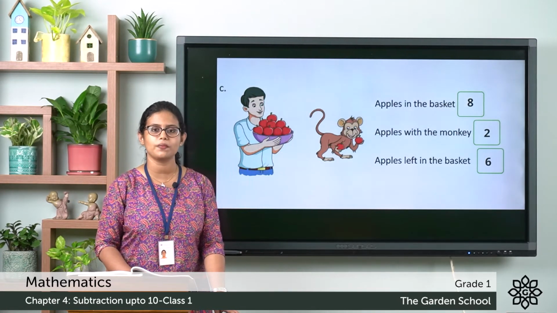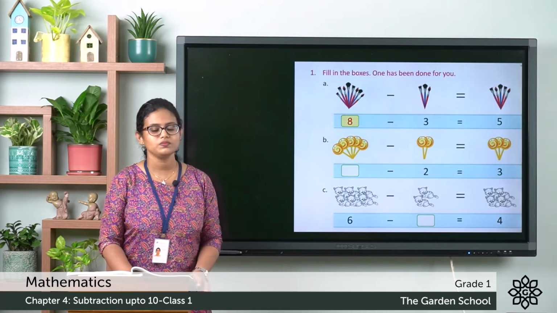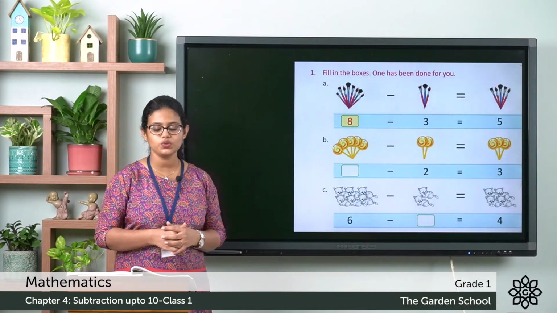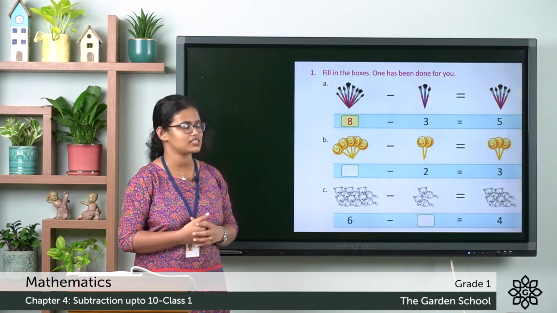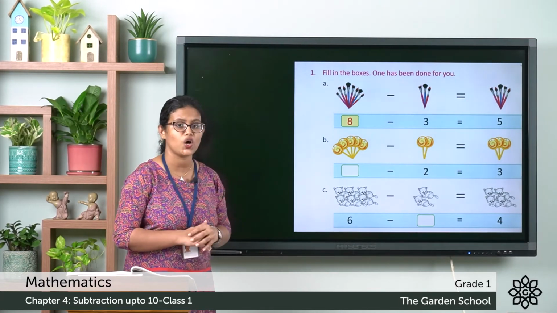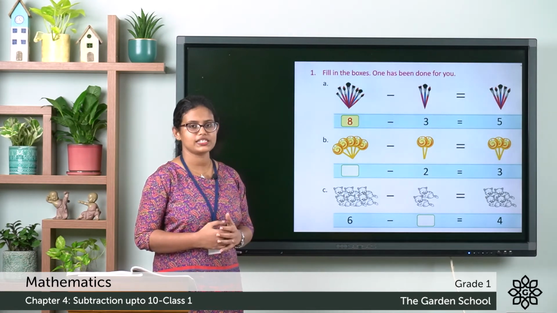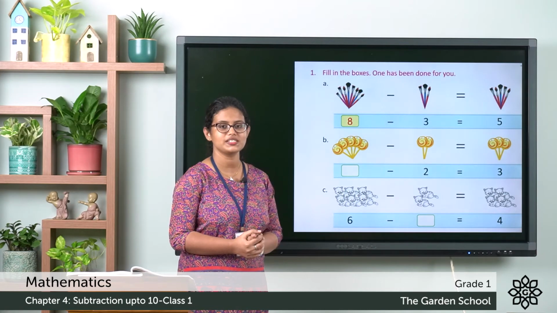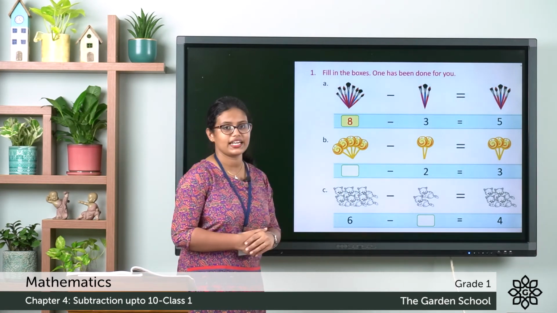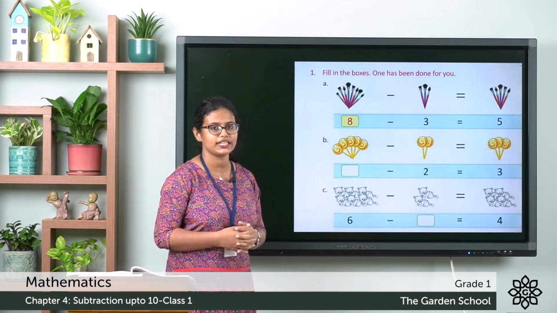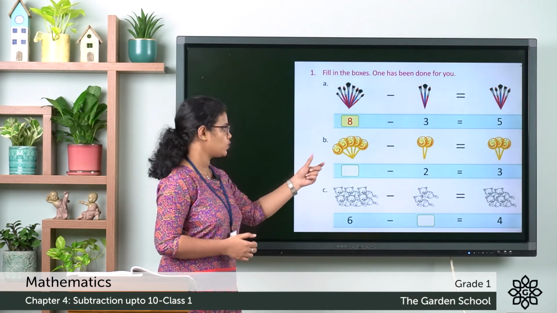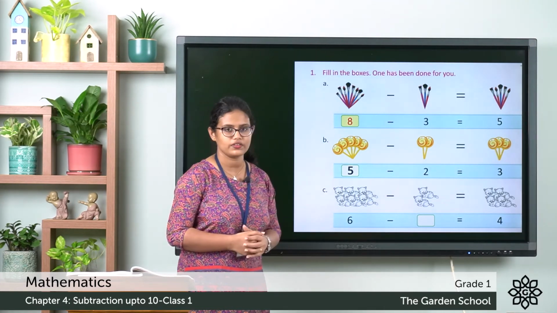That is page number 51. That is practice coach. So here you need to fill in the boxes. So see, the first one is already done. Moving to the second one. So here you can see lollipops. How many are there? Just count and see. 1, 2, 3, 4, 5. Right. So you have to write in the box 5.